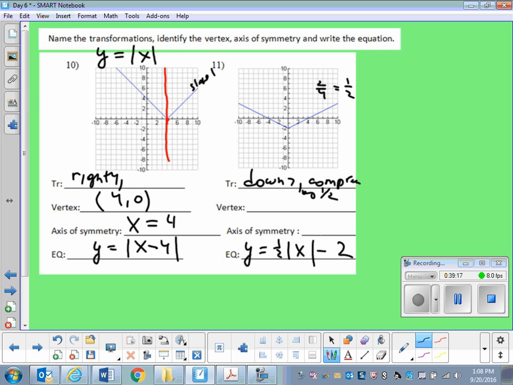Oh, and let's finish. What is the vertex? Just to be sure. What is my vertex? 0, minus 2, right? And then what is my axis of symmetry? I can't just put 0, that's a number, it's not a line. What is it? X equals 0, right? Right, Austin? Yeah. Oh, good. So work on the next 12 and 13.